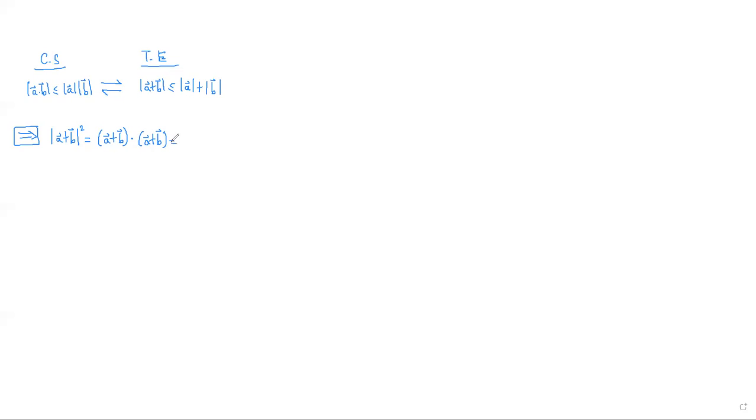And using the distributive properties of the dot product, that is equal to A dot A plus A dot B plus B dot A plus B dot B. But like I said, a vector dot product with itself is its norm squared. So that is |A| squared. A dot B and B dot A are the same thing. The dot product is commutative. So we can just say that's 2 A dot B plus |B| squared.